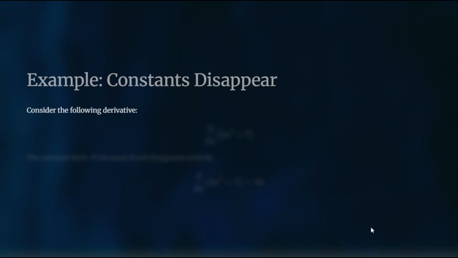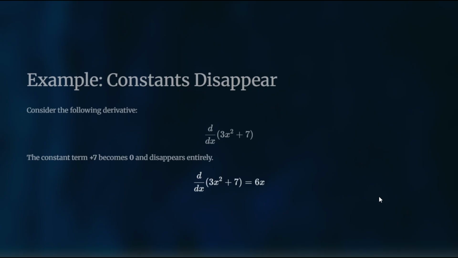Consider the following derivative. The derivative of 3x squared plus 7 with respect to x. In order to find the derivative of 3x squared, we'll apply the power rule. That will be equal to 3 times 2x, which is 6x. And the derivative of 7 will be 0, because 7 is a constant. Therefore, our final answer will be equal to 6x. Only the variable term remains in the final answer.